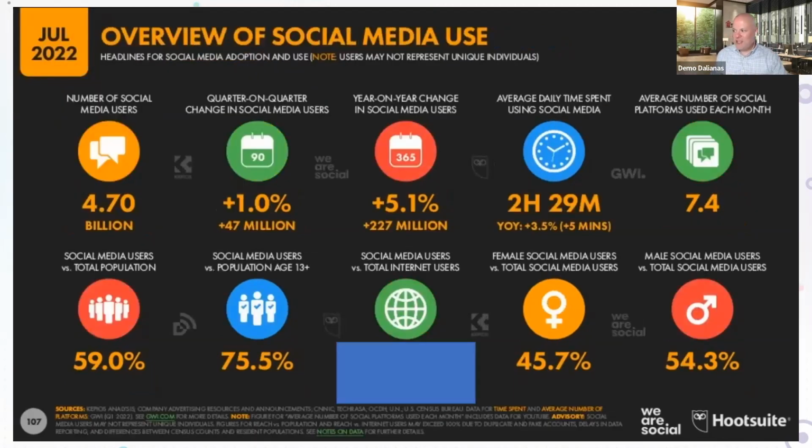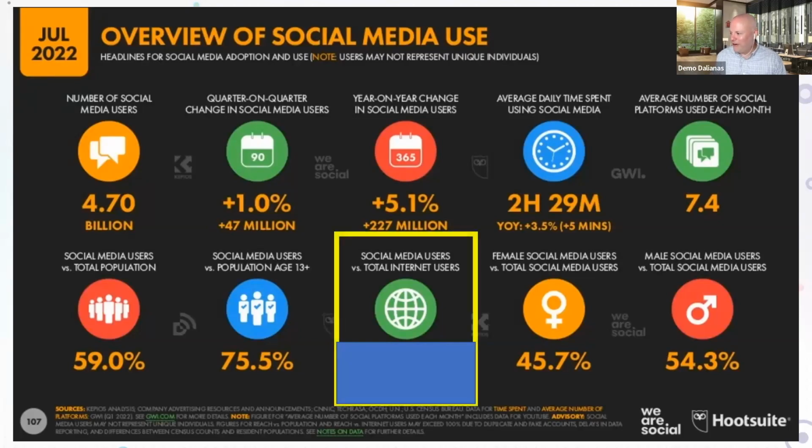All right, so here's the answer to the trivia question. The overview of social media use: a couple of things to look at is the top left. There's 4.7 billion social media users. That's a lot. And then what we are looking at here is the number of social media users versus total internet. And you feeling good about your answers? Well, let's see. It's actually 93.6. So a lot higher than I thought.